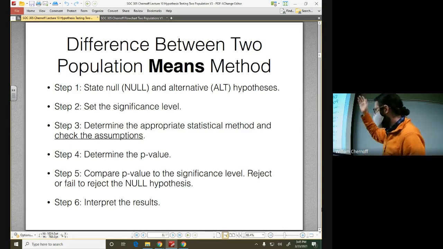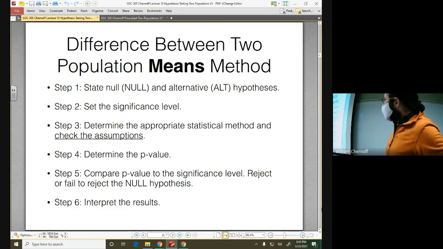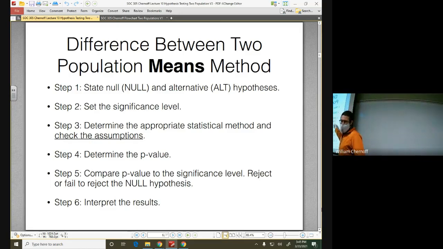So step 1, we need to state our null and alternative hypotheses. Step 2, we need to state our significance level. Step 3, we need to determine the appropriate statistical method and check the assumptions. Step 4, we determine the p-value. Step 5, we compare the p-value to the significance level. We either reject the null or not. And then step 6, we interpret our results. So if we reject the null and we accept the alternative, what does it mean to do that? Or if we fail to reject the null, we say the null is possible, and explain what it means to do that.